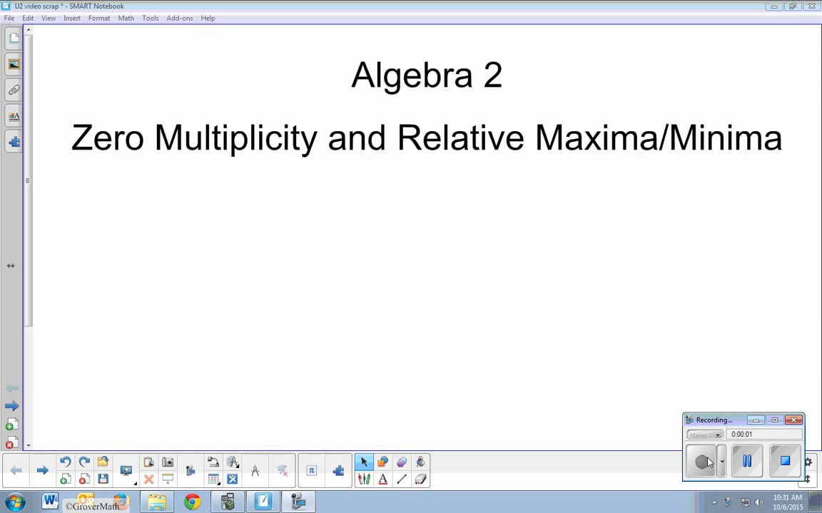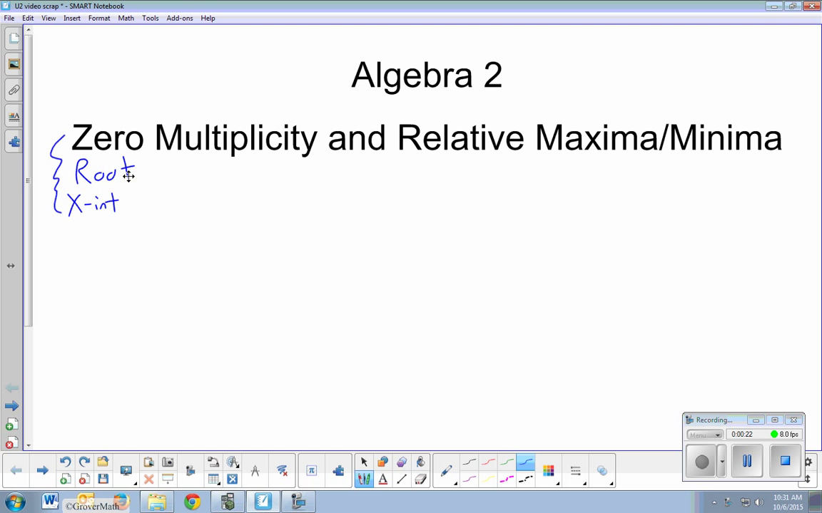Algebra 2, zero multiplicity and relative maximum minimum. So there's really two core concepts we're talking about in this video. Zero. Another word for zero is root, and this is essentially the x-intercept of a graph. So if you hear me say zero, root, x-intercept, all three of these are talking about the same thing.